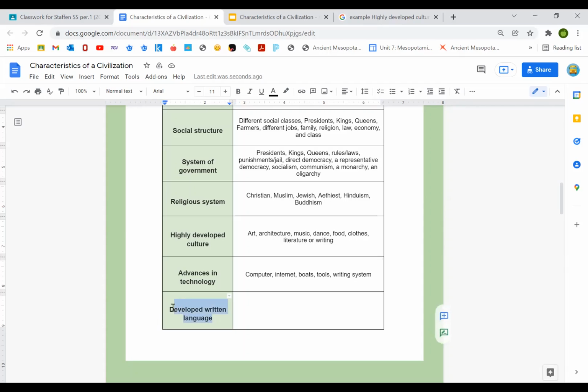All right, developed written language. So handwriting or written language. Oops, that's one word. Books. So the ancient, we talked about this in another lesson. So the first ever written language was cuneiform. Did I spell it wrong? There you go.